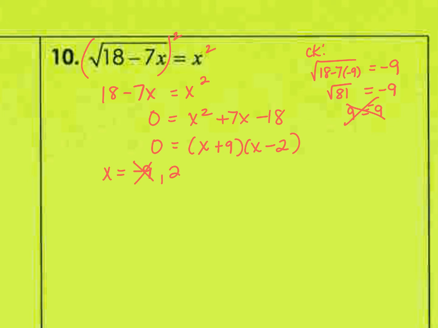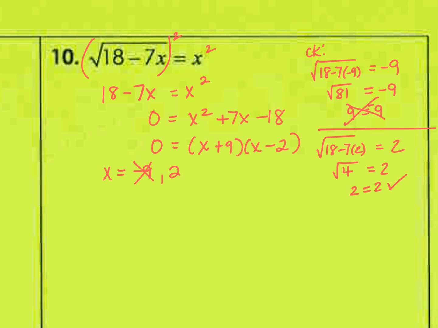Oh, it's gonna be 2. Something's gotta be the answer. Not necessarily, because the square root of 18 minus 7 times 2 equals 2. So 18 minus 14 is the square root of... Oh, that's right. Okay, so yeah, if it was neither one, it'd be no solution.